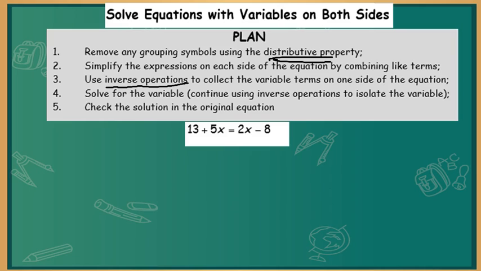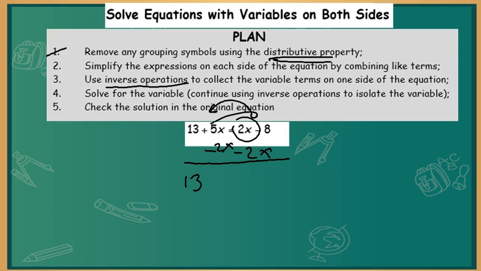Since I don't see any parentheses, I'm going to skip over step 1. Then I see 5x and 2x on both sides of the equation, so they're like terms. So we have to get the like terms together on one side of the equation. It doesn't matter which side, because we're going to end up with the same answer. But if I move this 2x over to this side, by subtraction, it would be a lot easier than moving 5x over to this side, because we don't want to deal with negative numbers.